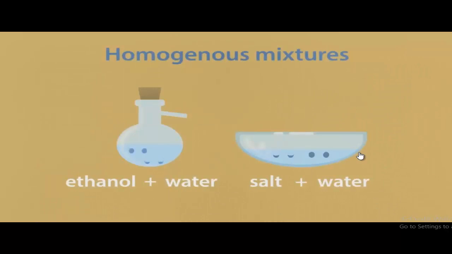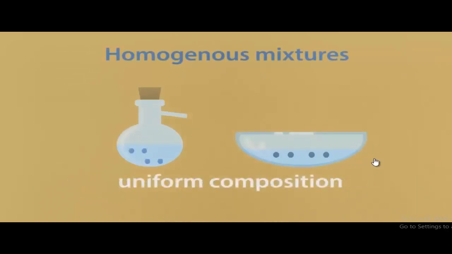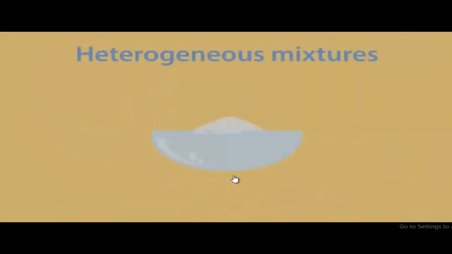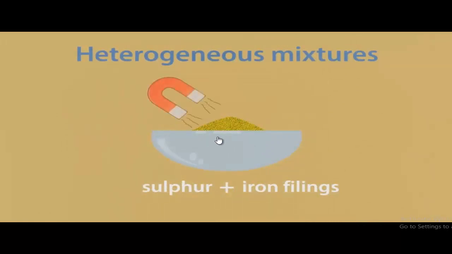Now we will see the separation of heterogeneous mixtures. You know that in heterogeneous mixtures, the components are not mixed properly. That means uneven composition. For example, iron plus sulfur. By using a magnet we can easily separate iron filings from the sulfur powder. Only sulfur remains now.